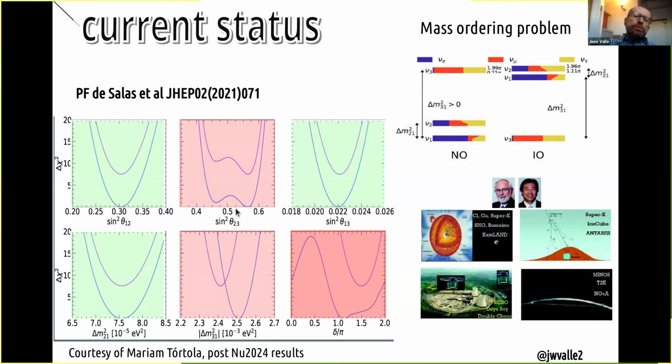Then we have the ambiguity concerning the ordering of the atmospheric mixing determination, and finally, we have a very poor CP determination, especially for the preferred case of normal mass ordering.